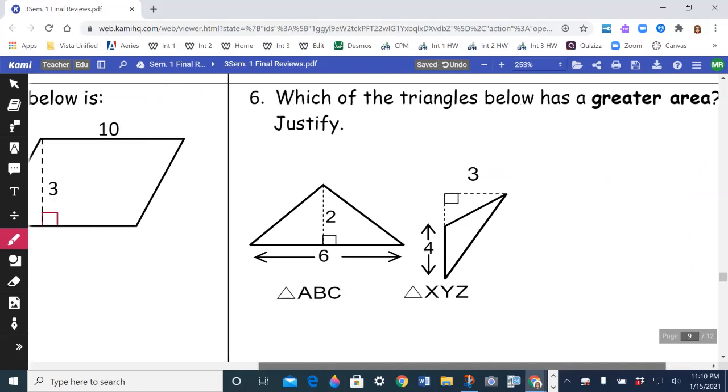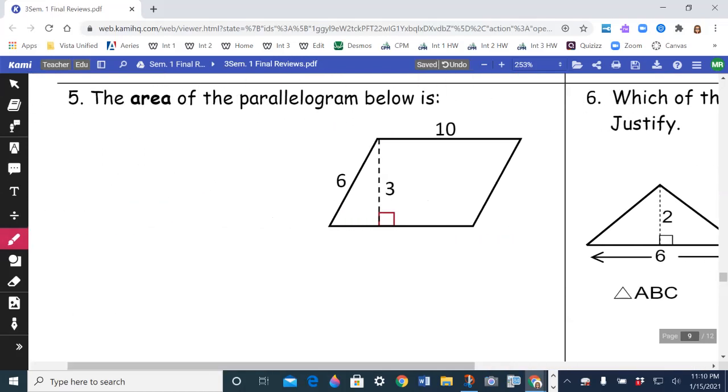Next one, number 5. So area of a parallelogram, remember they're trying to fool you with the 6. That is not the height. Okay, that is a slant height. We need the straight up and down height, perpendicular to the base. So you're going to take 3 times 10, 30.